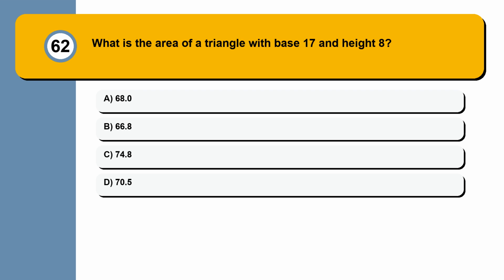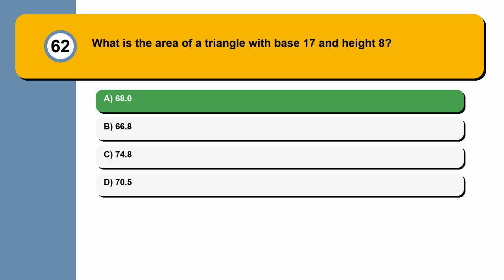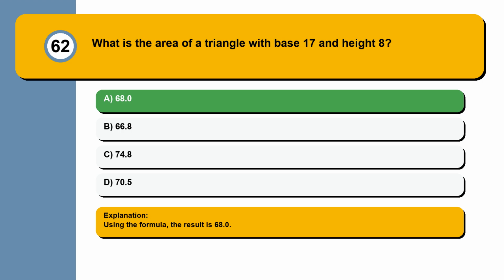Question 62. What is the area of a triangle with base 17 and height 8? 68.0, 66.8, 74.8, 70.5. Using the formula, the result is 68.0.